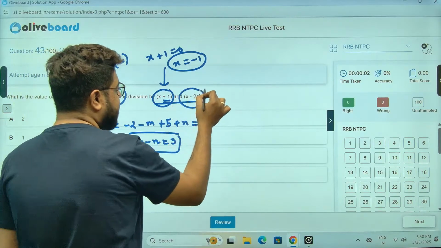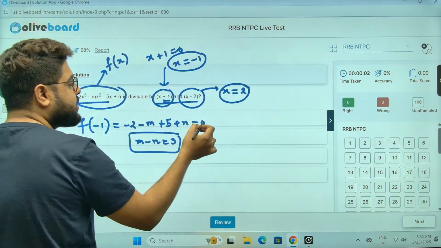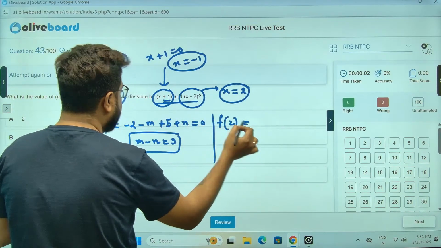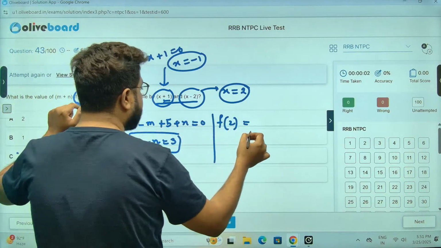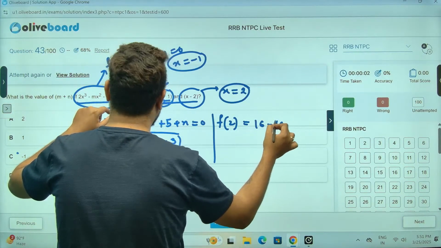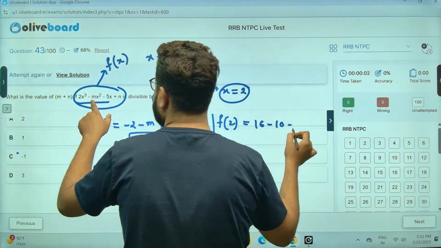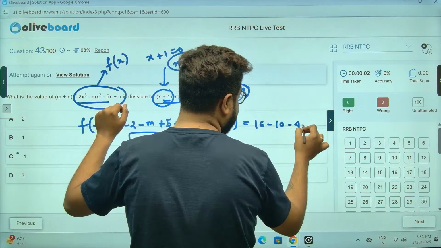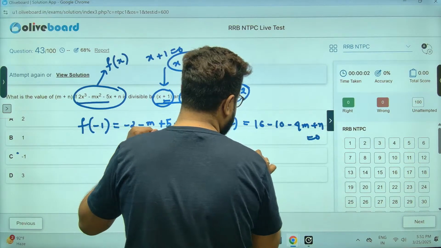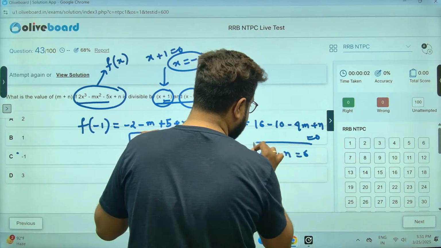Again, you do the same thing. Here x will be equal to 2, so f of 2 will also be 0. So f of 2: 2 cubed into 2, meaning 2 to the power 4, 16, minus 5 twos are 10. Sorry, there was also minus 5x squared, mx squared, m into 4 meaning 4m plus n. That has to be equal to 0. That means 4m minus n is equal to 6.